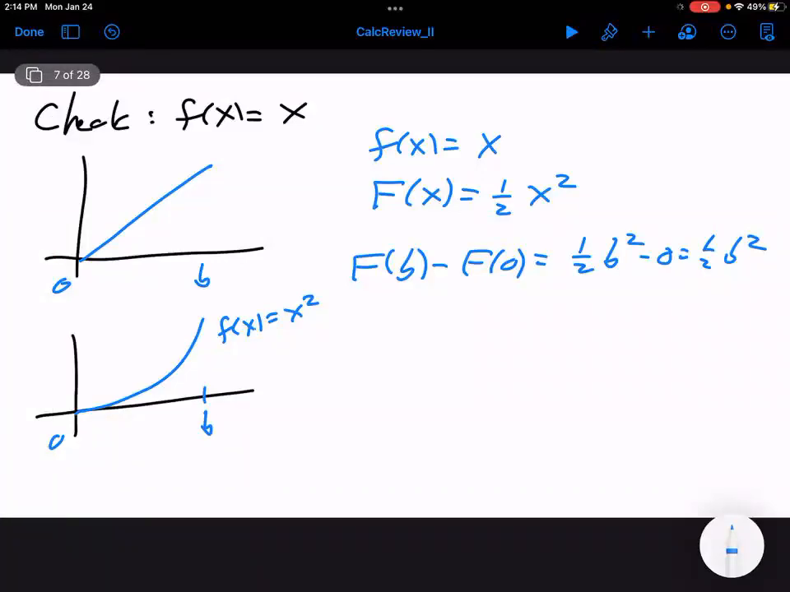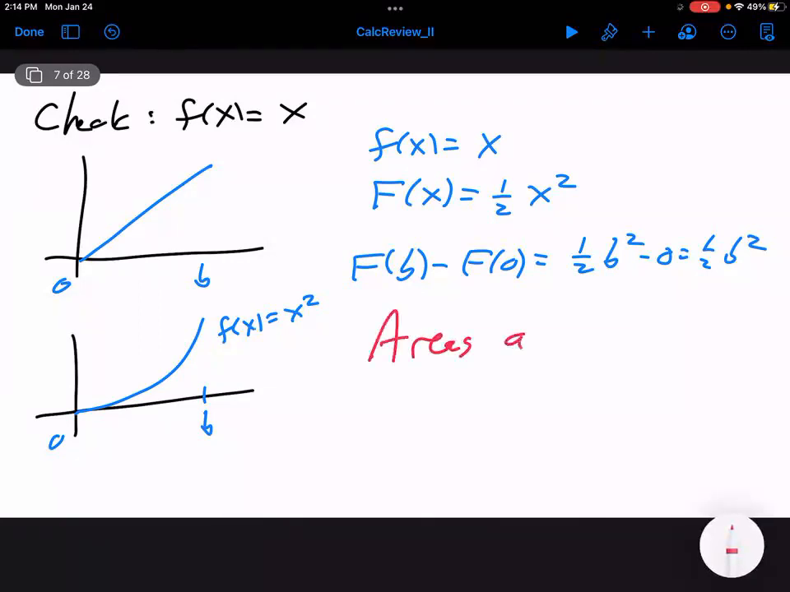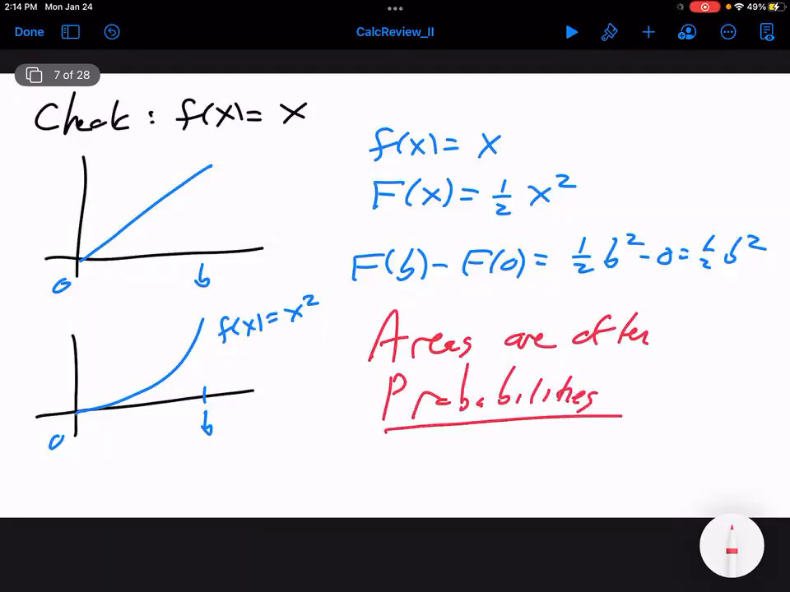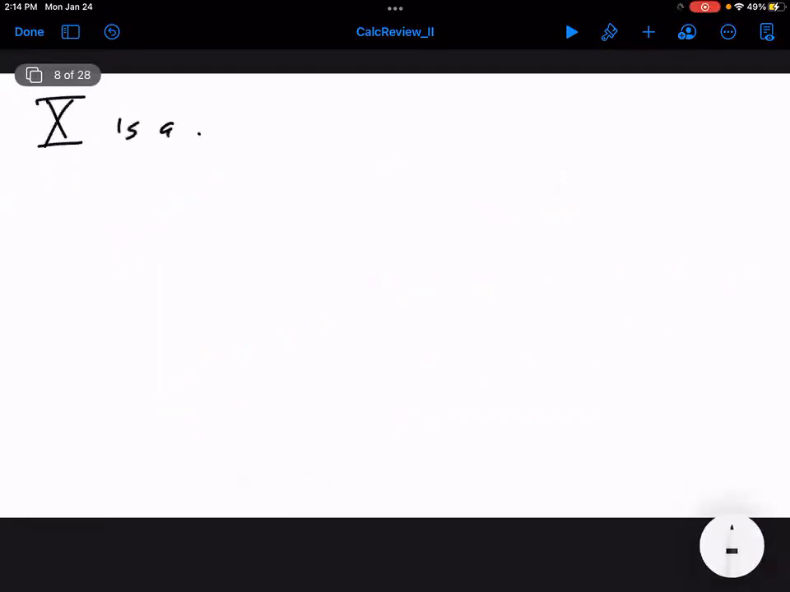So what this tells us is we can use calculus to find areas. Why do we care about areas? So areas are often probabilities. And that's one of the reasons why we care so much about finding out this stuff. So for example, we say x is a random variable with density p of x if the following holds.